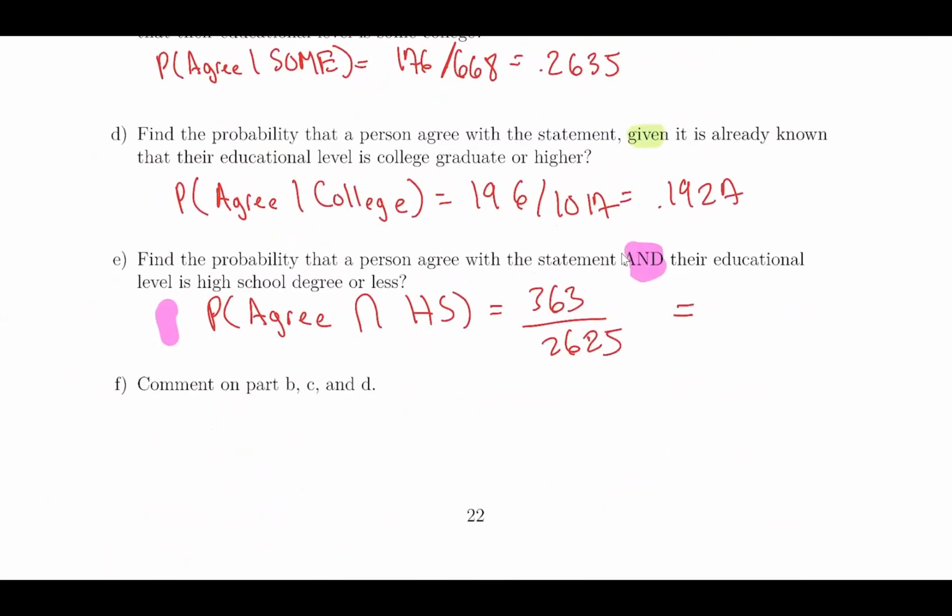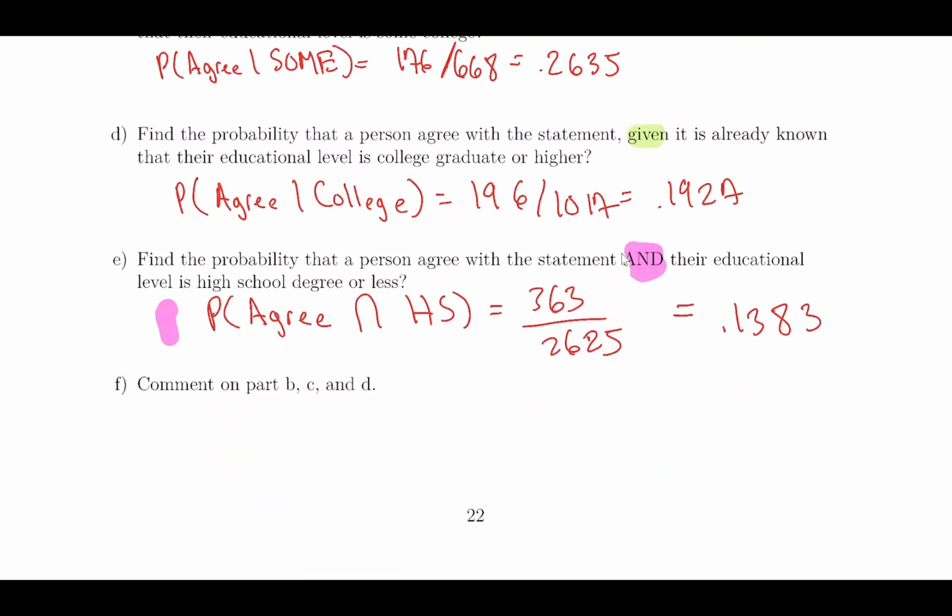And remember, for this one, you divide it by the total because they don't give you a condition, they just want the probability. So in this one, we don't know if they agree with the statement or if they have a high school education or less. We just know we want one person to meet both of these criteria. So since we don't know anything about these people, you do it from the total. So you do 363 divided by the total, which is 2625, and you get 0.1383. And that's it for E.